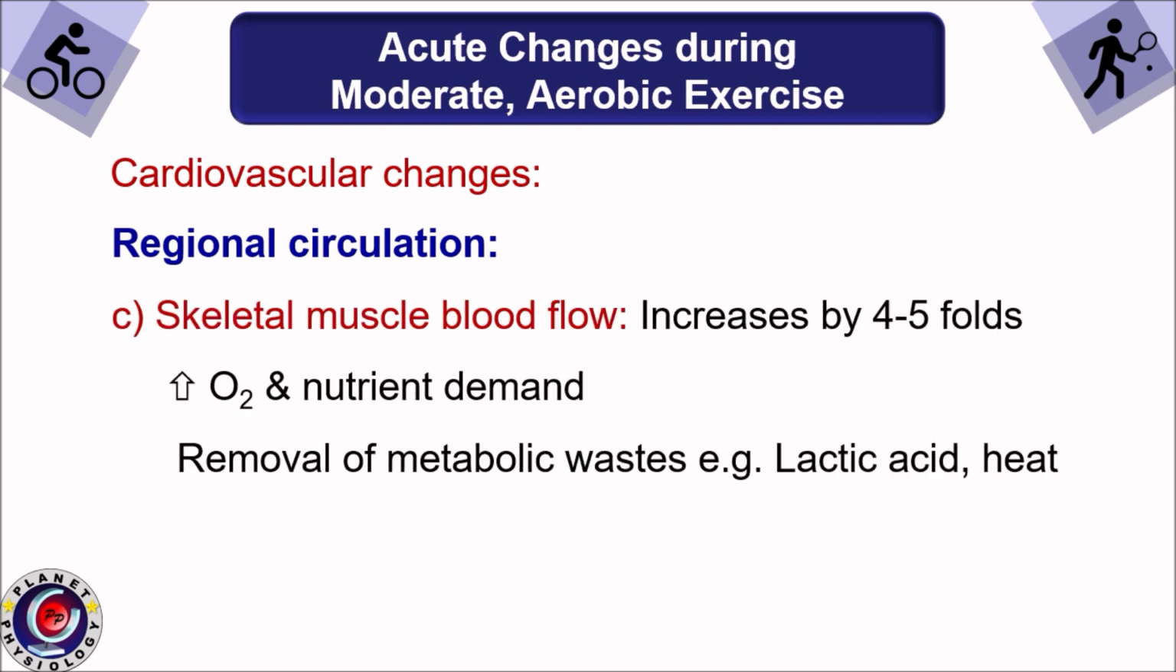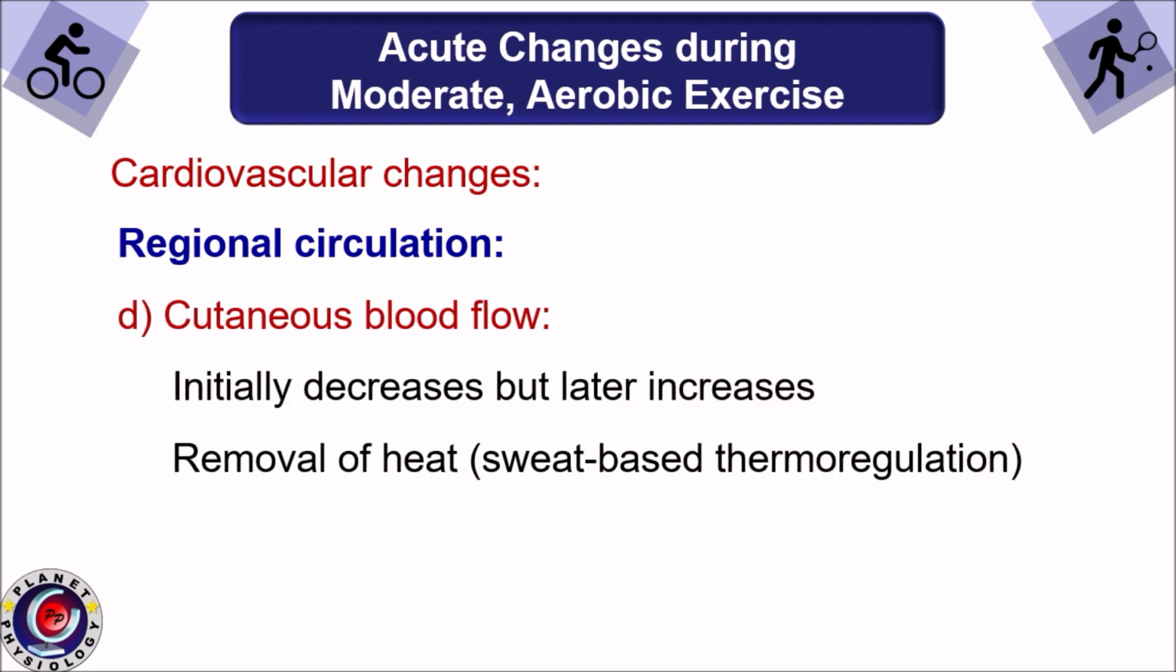In case of skeletal muscle, there is increase in the blood flow by 4 to 5 times the resting state, and this is mainly to fulfill its increased oxygen and nutrient demands and to remove the metabolic waste materials like lactic acid and heat. Now if you study what happens to cutaneous blood flow, initially there is decrease in the cutaneous blood flow just to divert the blood to the working muscles, but as exercise rate increases or duration increases, heat production increases and there is cutaneous vasodilatation just to remove heat, and this is called sweat based thermoregulation.